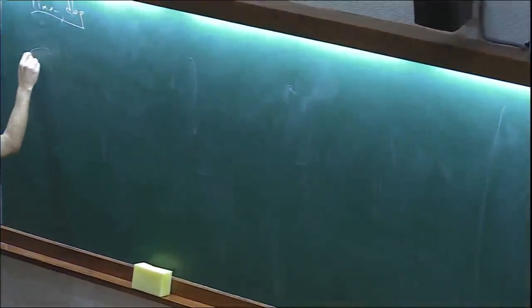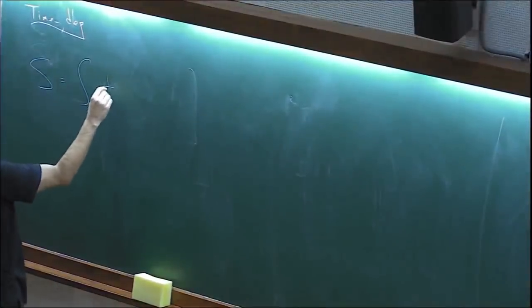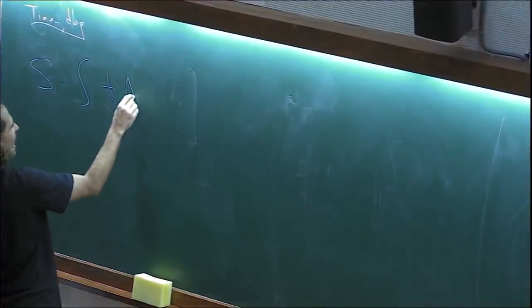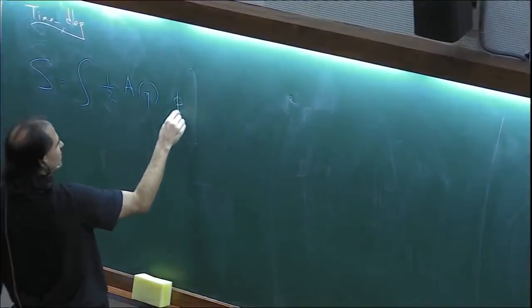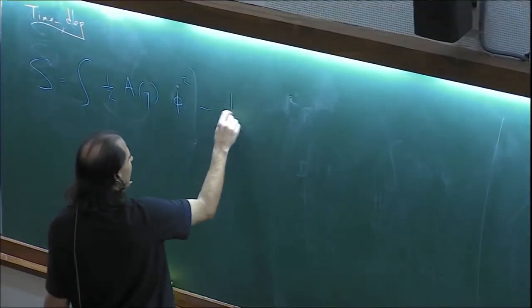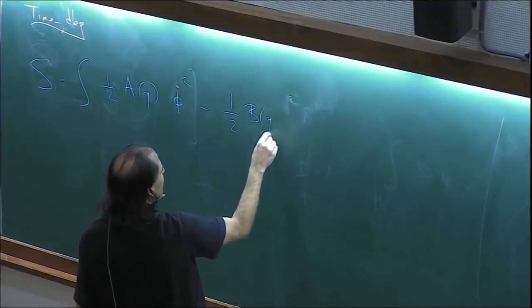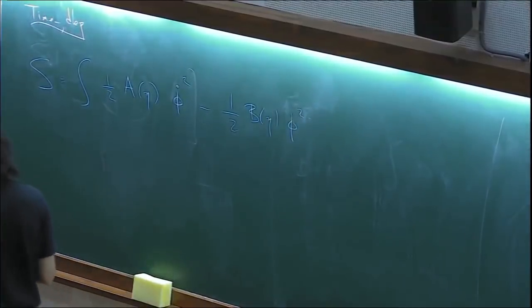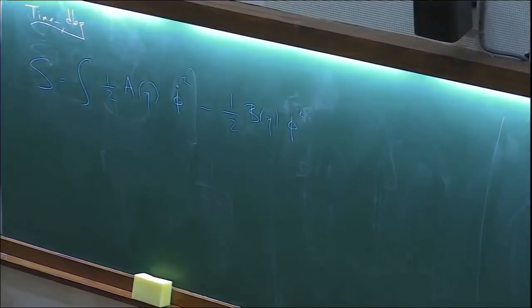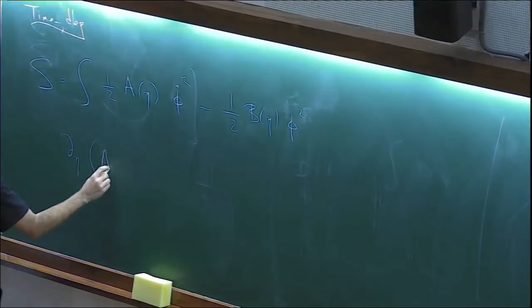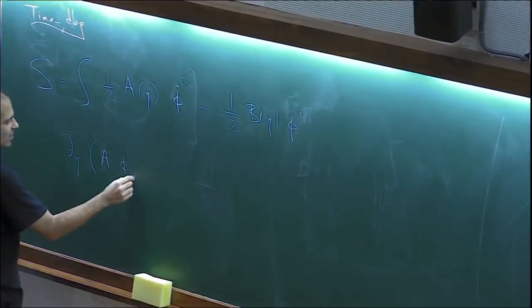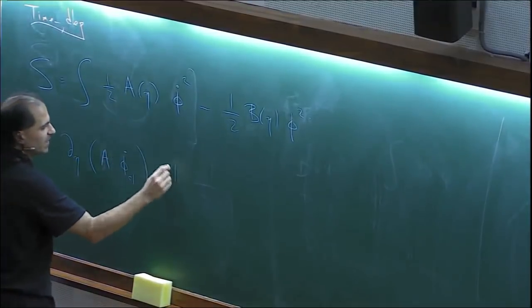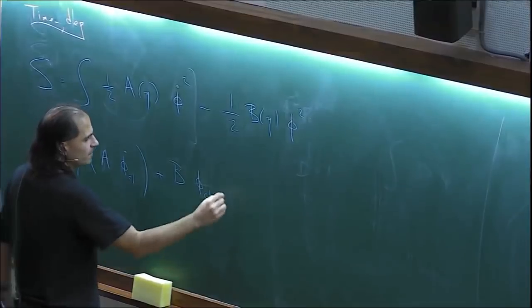So now my action is going to be the integral of a half A of eta phi dot squared minus a half B of eta phi squared. Okay? For the saddle point, we still want to solve the classical equation of motion. So the classical equation of motion is A phi classical dot, dotted, plus B phi classical equals 0.